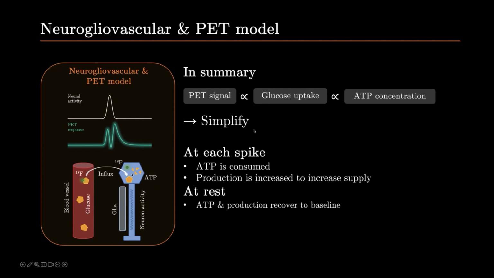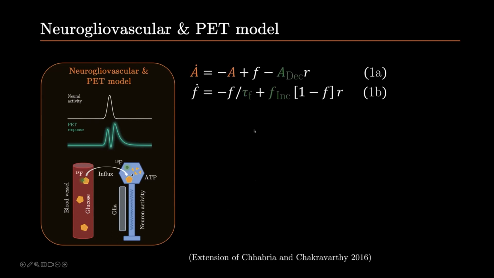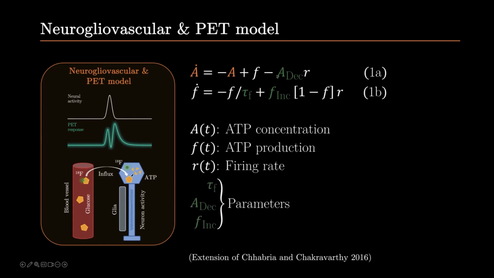With this simplification, we can describe this mathematically quite easily in two equations. I will explain them. A represents the ATP concentration. In the absence of activity, it will just decay to 0. This is the first term. At the same time, it increases with F, where F is some production signal, and it also decreases with firing activity. R represents the firing rate.